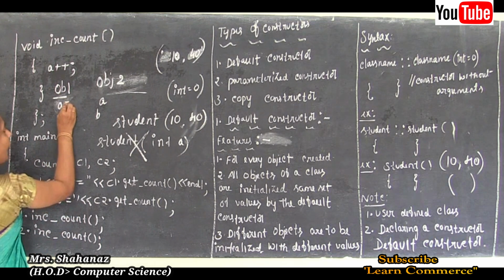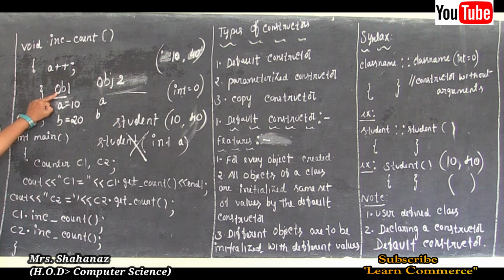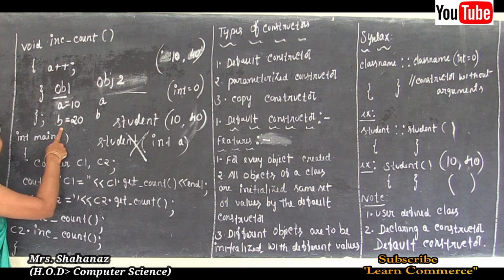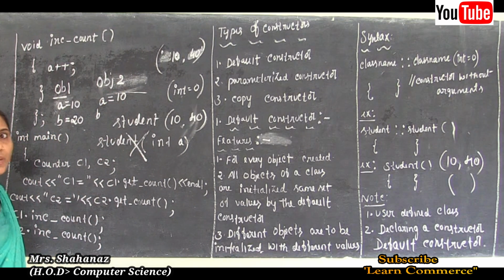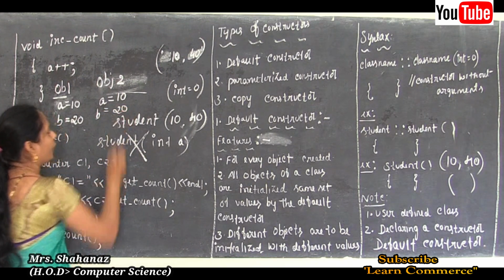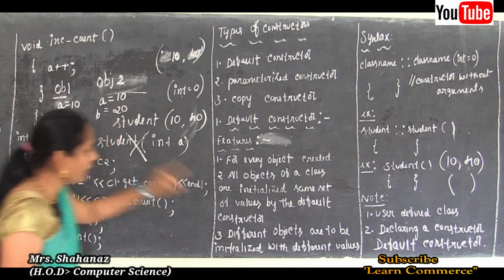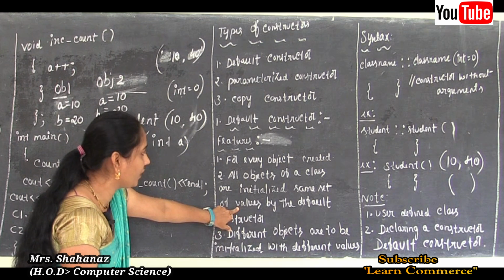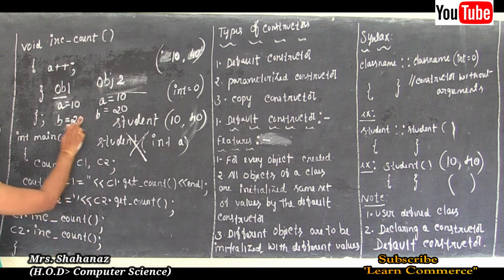For a I am using the value 10, and for b I am using the value 20. In our object 1 I used two data variables, a and b, and I initialize a equal to 10 and b equal to 20. And in our object 2 also the data variables are a and b, and I am initializing them to 10 and 20. So that is the meaning of the second feature of the default constructor: all objects of a class are initialized with the same set of values by the default constructor.